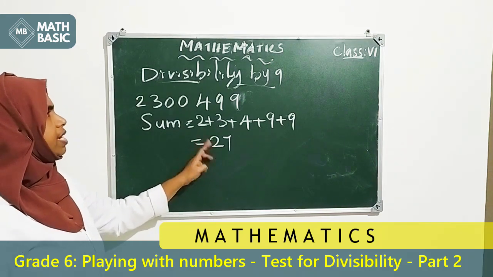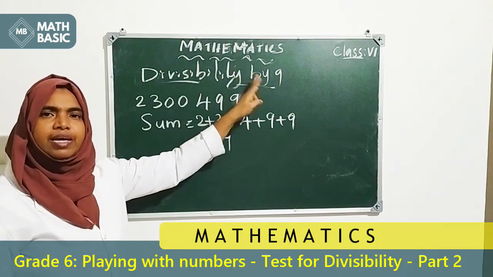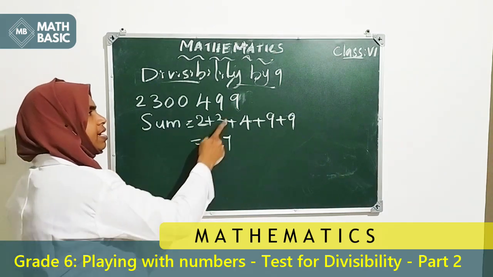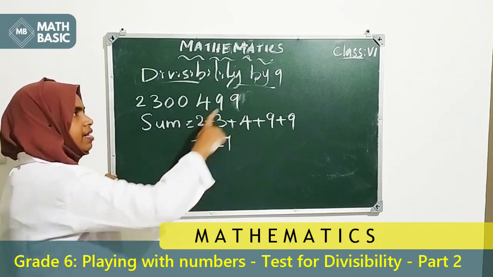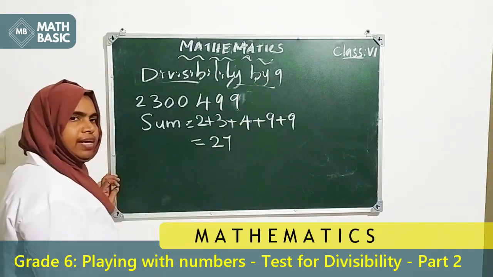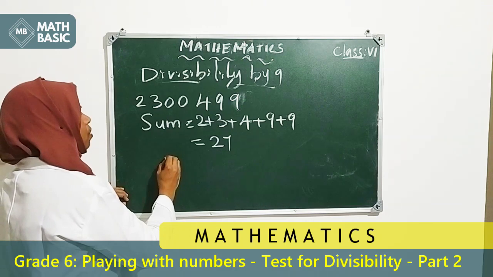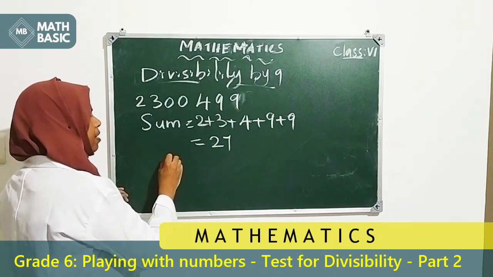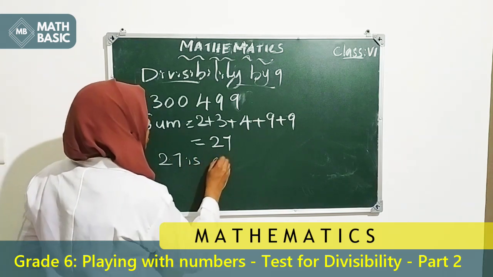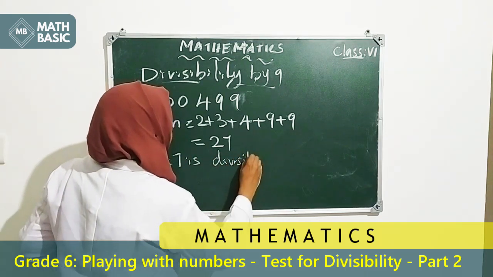Check whether 27 is divisible by 9 or not. Yes, we know 27 is divisible by 9. In the 9s table, we know 3 nines are 27. So, 27 is divisible by 9.